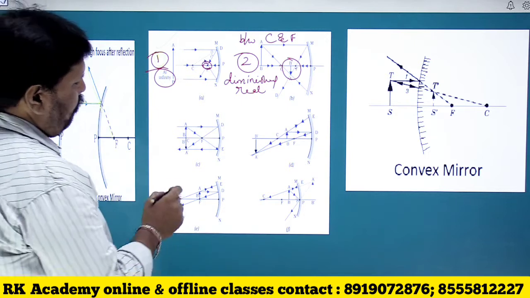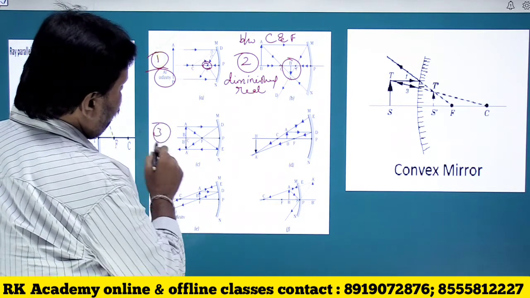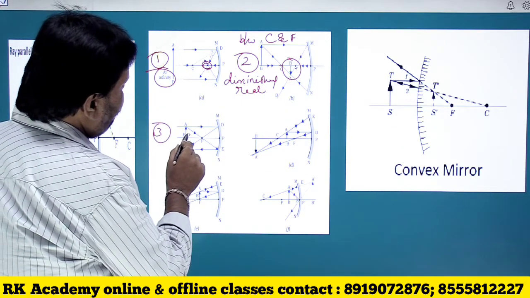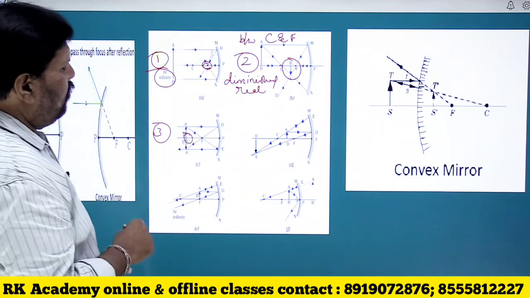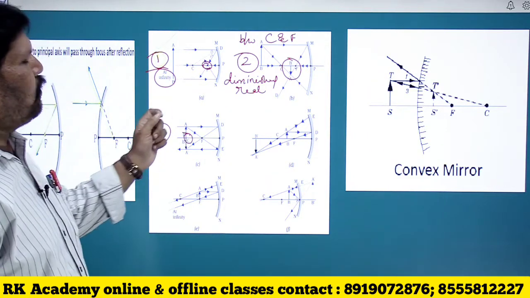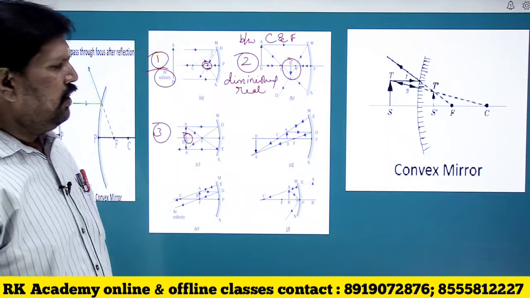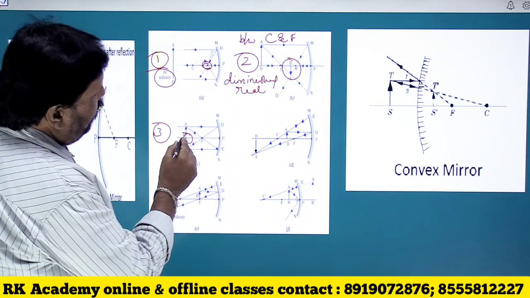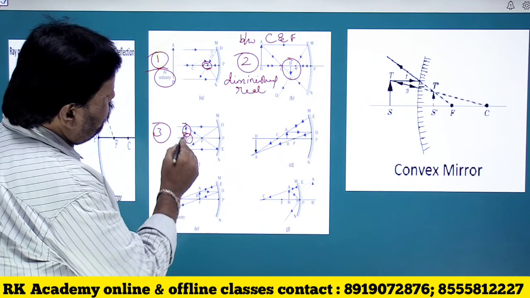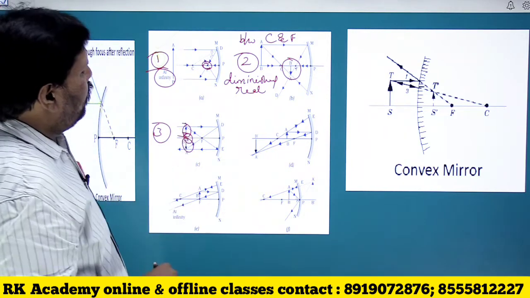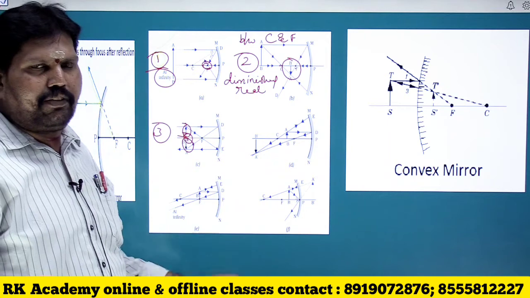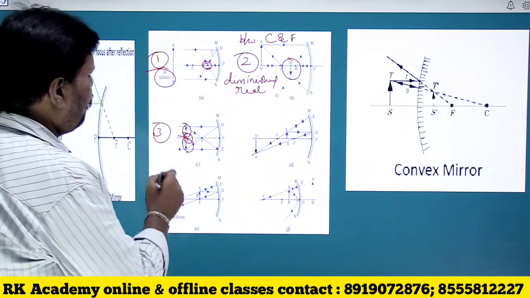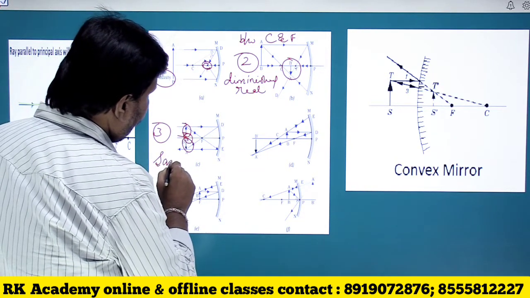Coming to the third one. Now the image is on the center of curvature. The object is also kept on the center of curvature. So if the object is kept on the center of curvature, the image also, this is object and this is image, both are on the center of curvature only and both are of the same size.